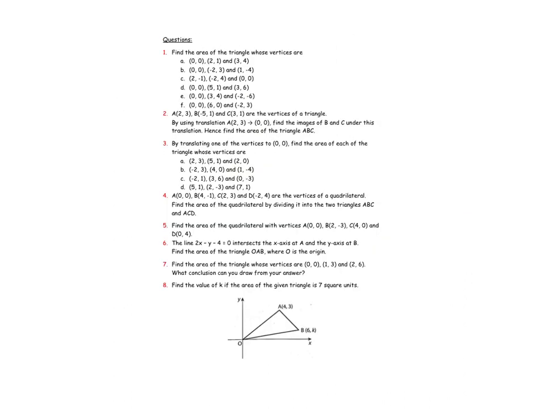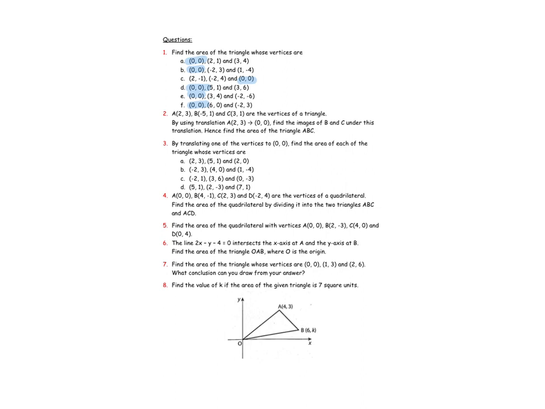Looking at some of the questions that you're going to do then, question 1 says find the area of the triangle whose vertices are, and it gives you a list of A to F. These ones are easy because, as you can see, for each one we have (0, 0). Question 2 then says A, B, and C are vertices of the triangle. It says by using a translation, so by translating (2, 3) to (0, 0), find the images of B, C under the translation, and then find the area. So very similar to the last two examples that I did.